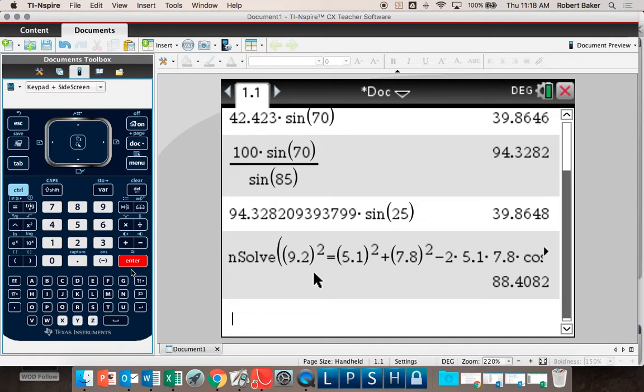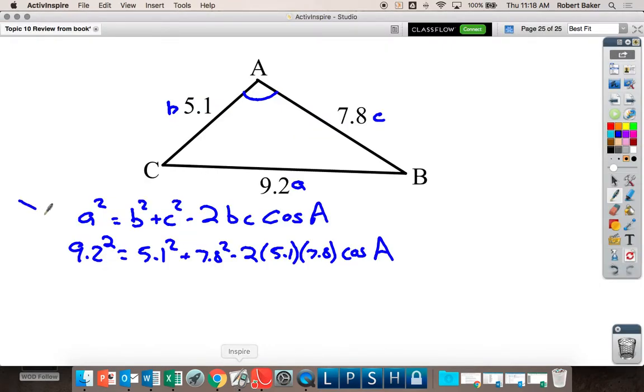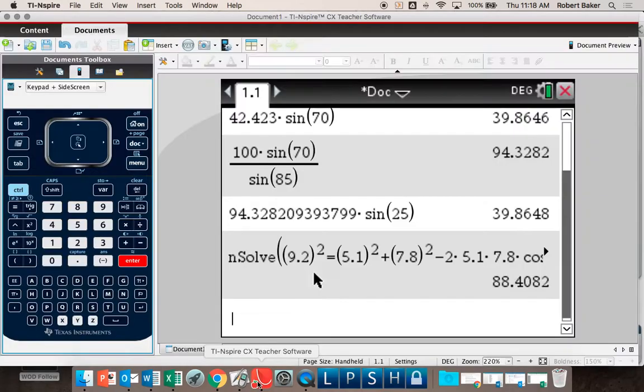88.4 degrees. Alright, what do the directions say? Round to the nearest degree. So 88.408 would be your answer there. So the hardest part here is filling this out. And then 88.408.